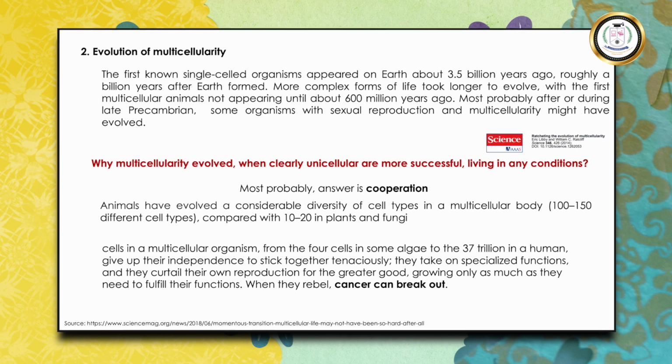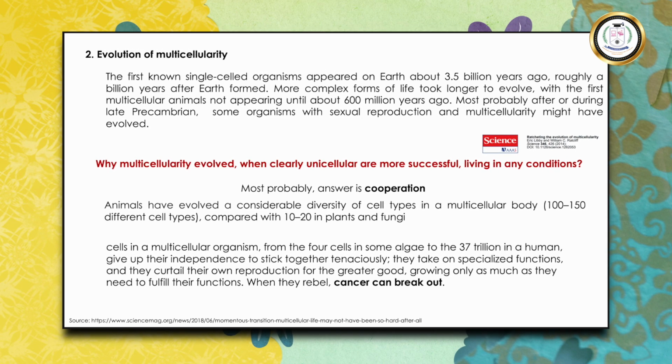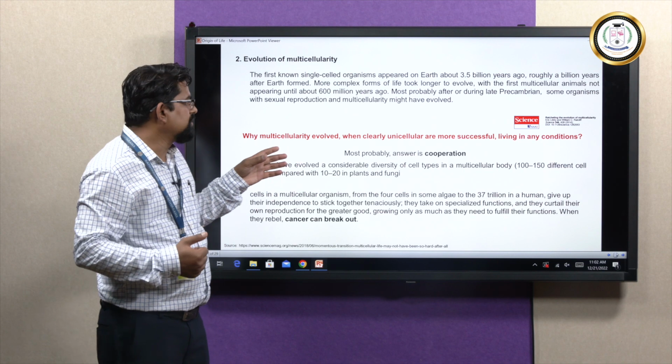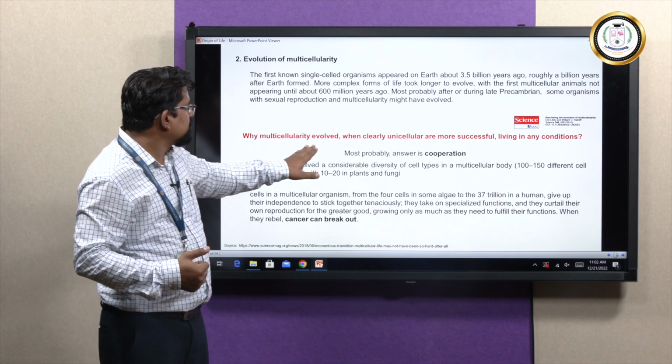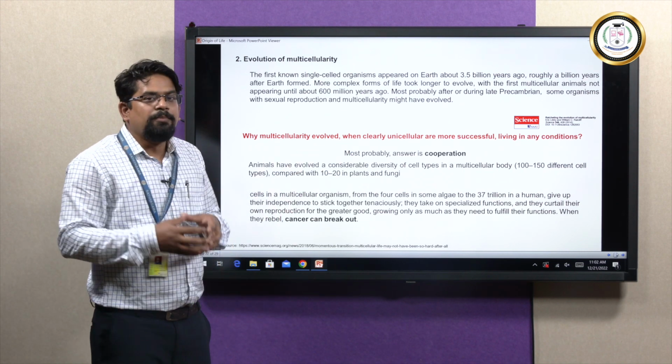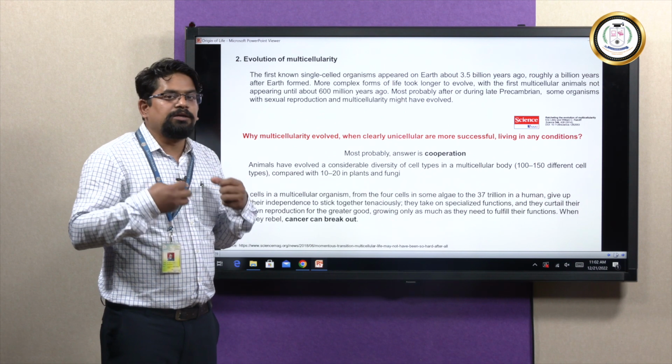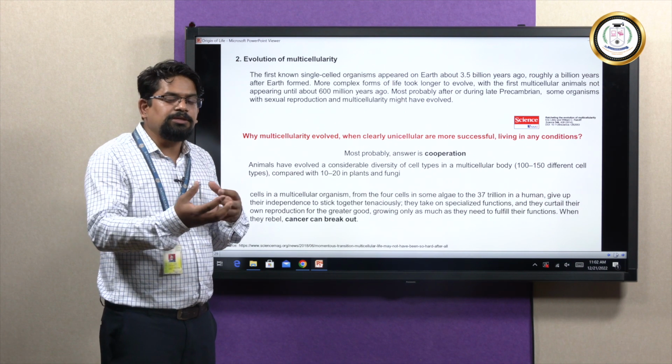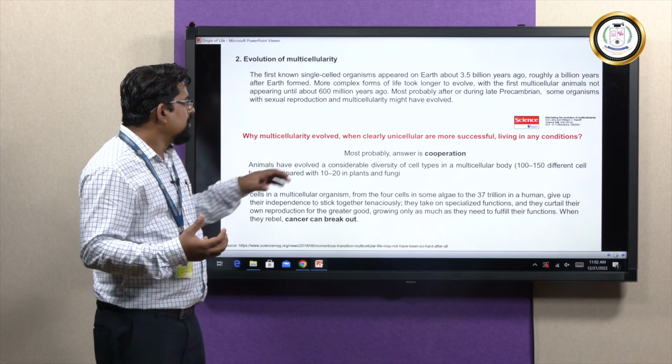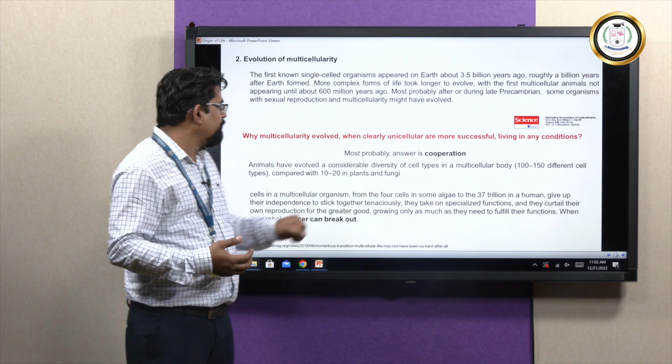In the timeline we have seen, for a major portion of the geological time scale, we have the unicellular organisms. But why did multicellularity evolve? Many researchers are continuously studying this concept and trying to find out the reason, but the most probable reason is cooperation.